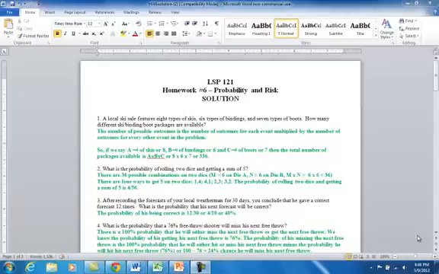All right, let's do homework number 6. Not too many people were having trouble with number 1. Local ski sale features 8 types of skis, 6 types of binding, 7 types of boots. You have to find how many packages there are available when you combine those. So each one you have to multiply by each other.